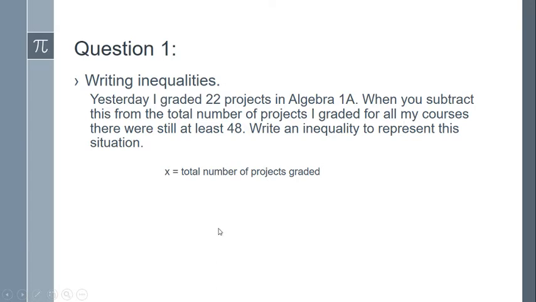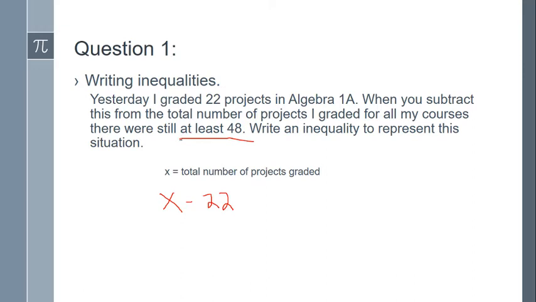Now we're going to go about writing an inequality and translating some of these keywords. So let's say the total number of projects graded. It says when you subtract this from the 22 I graded yesterday, then we still have at least 48. So I'm going to start out by writing the total number of projects I graded in total. Yesterday I graded 22, so it says when you subtract that from the total. So if this is the total, I'm going to subtract the 22 that I graded yesterday. And then it says that there were still at least 48.